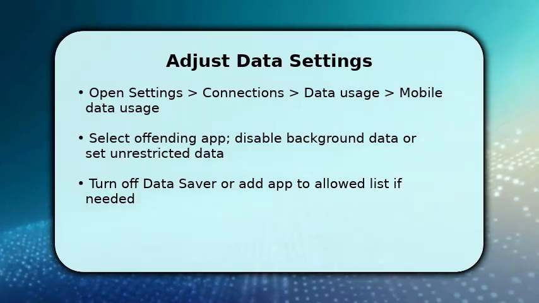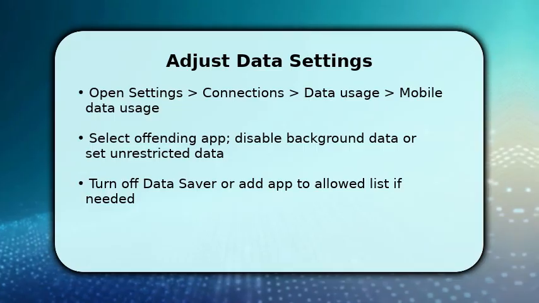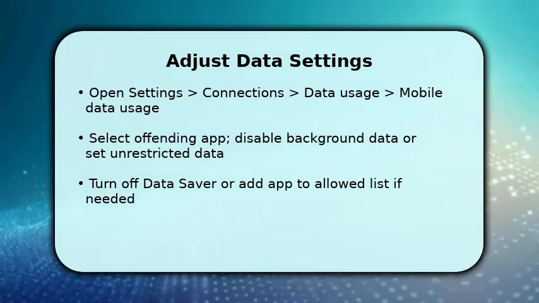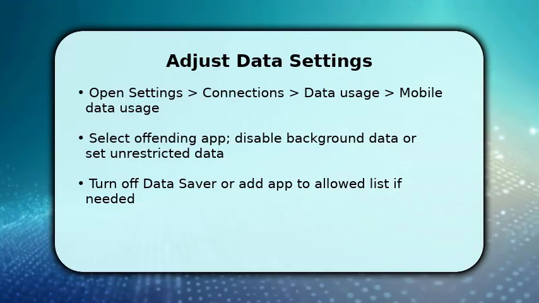Disabling background data stops the app from triggering warnings and excessive use. If the app must run in the background, mark it as unrestricted in settings so the system won't block it.